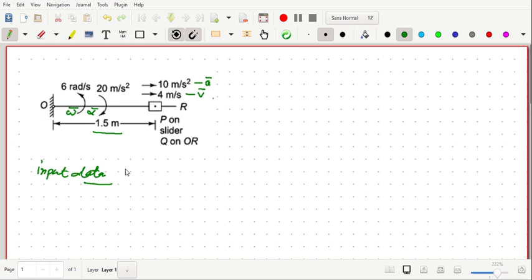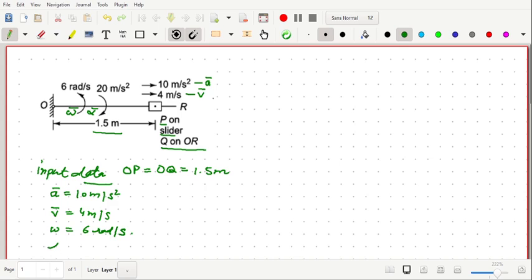So the given data is the distance between OP or OQ is 1.5 meters. So this P point represents the point on the slider, and to that corresponding point P on the slider we have a point Q on the link QR as well. So both are equal. Next we have the linear acceleration 10 meter per second, the velocity of slider 4 meter per second, omega as 6 radian per second, and alpha as 20 meter per second.